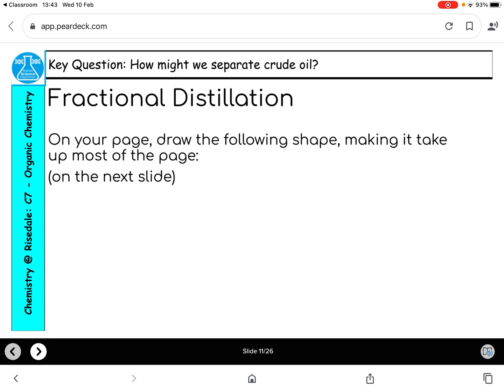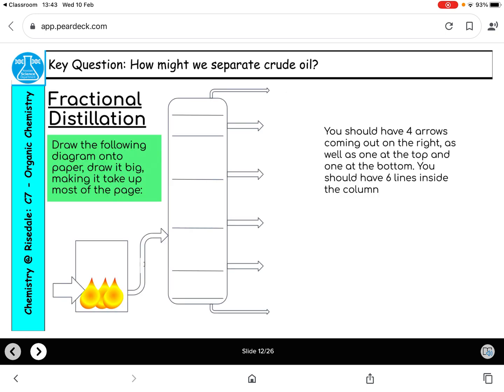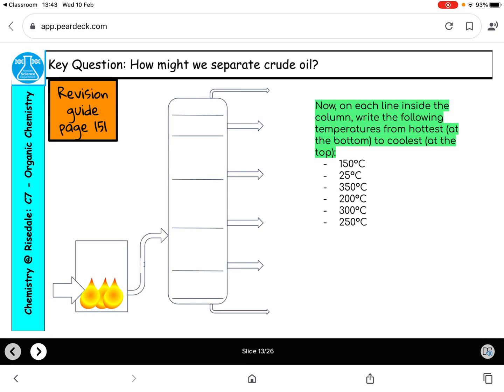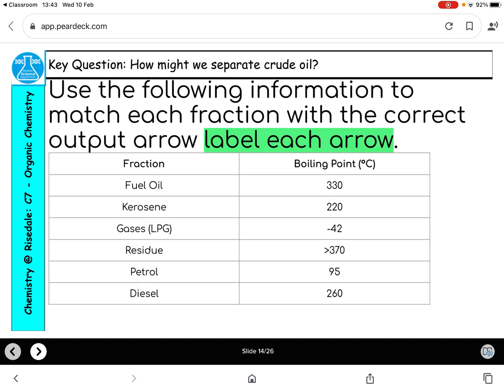The tower is cooler at the top than it is at the bottom. So you were asked to sort these temperatures out, and it would go from coolest temperature at the top to the hottest temperature at the bottom. Okay, you were then asked to match up the different names of the fractions with the boiling point. So you could have added these names onto your diagram.